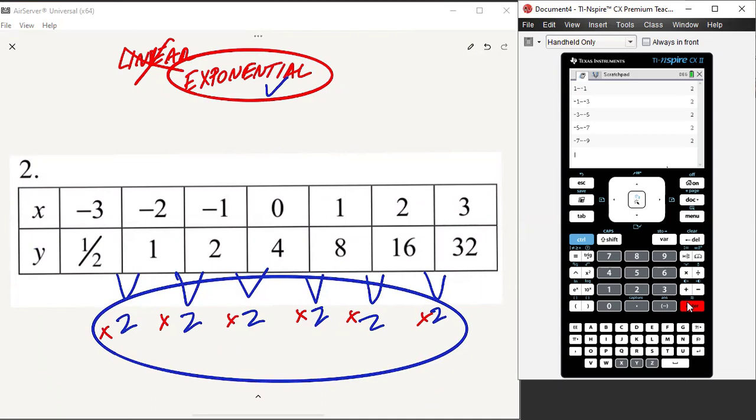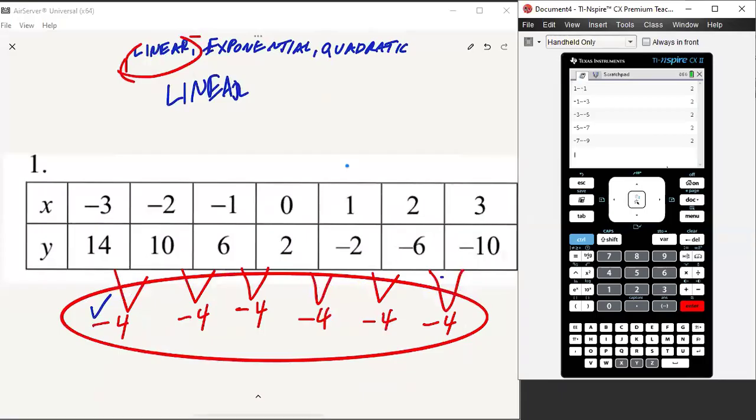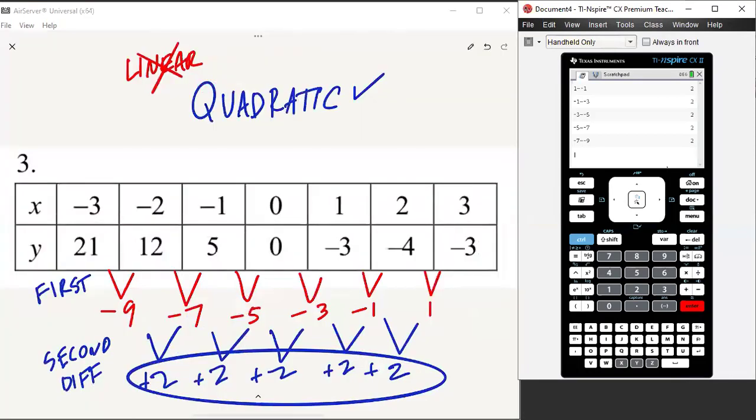Now, use the calculator. Don't be too proud to use the calculator, but start on the right and go this way. So we're doing a negative 10 minus a negative 6, a negative 6 minus a negative 2, a negative 2 minus 2, 2 minus 6, 6 minus 10, 10 minus 14. We're going this way. Always start on the left or on the right and then work your way back.